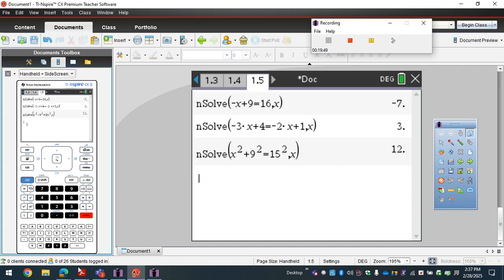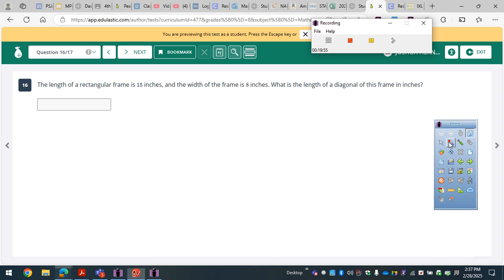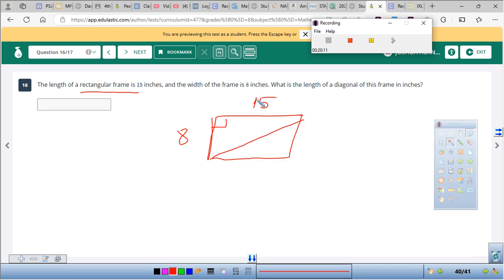Next question. Oh, I'm almost done. Let's finish it up. Okay, so this one's a good one. The length of the rectangle frame is 15 and the width is 8. It's a rectangle, so I know there's a right angle here. What is the diagonal? The rectangle goes like this, and the diagonal goes like that. So then we're going to go with 8 squared plus 15 squared equals c squared. The diagonal, distance, all these keywords mean what? Your hypotenuse, the longest side.